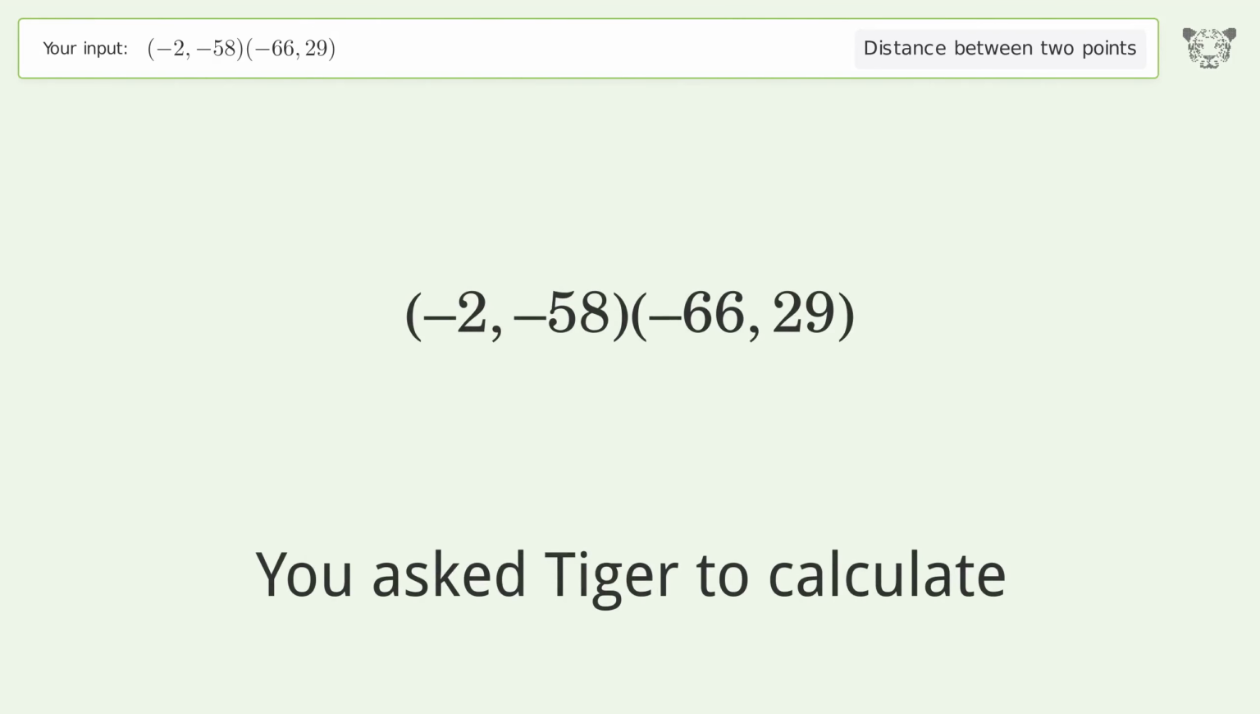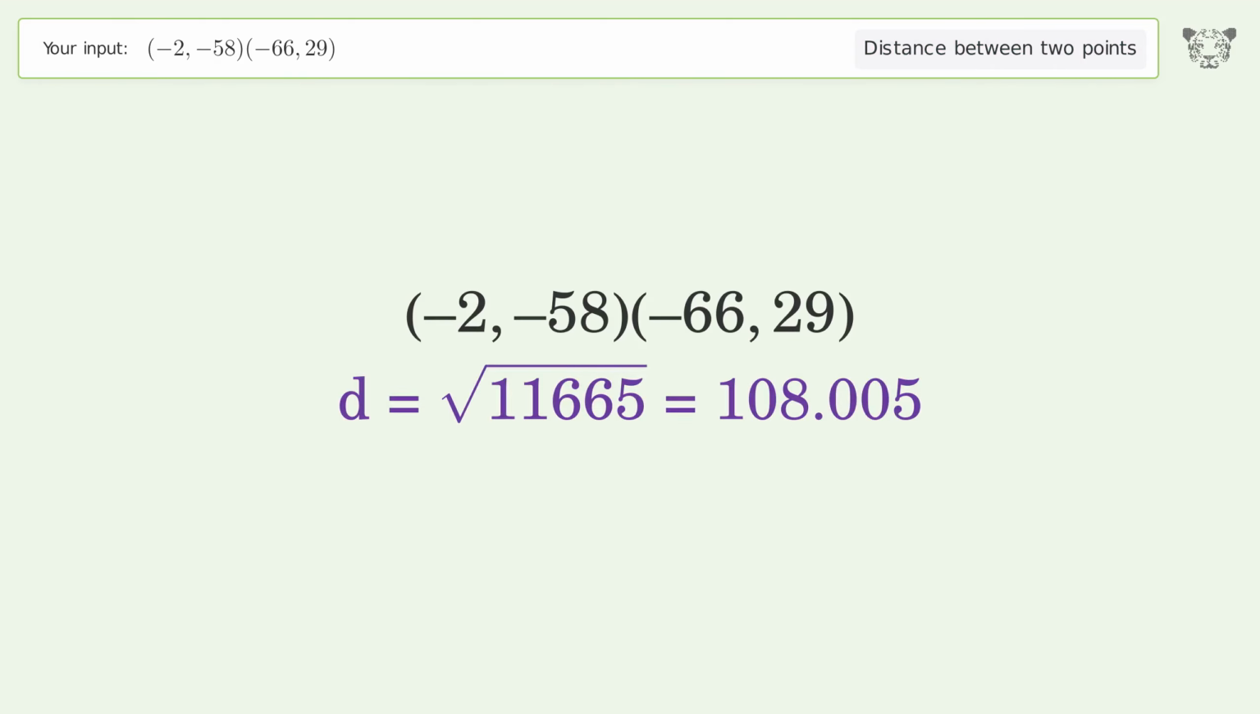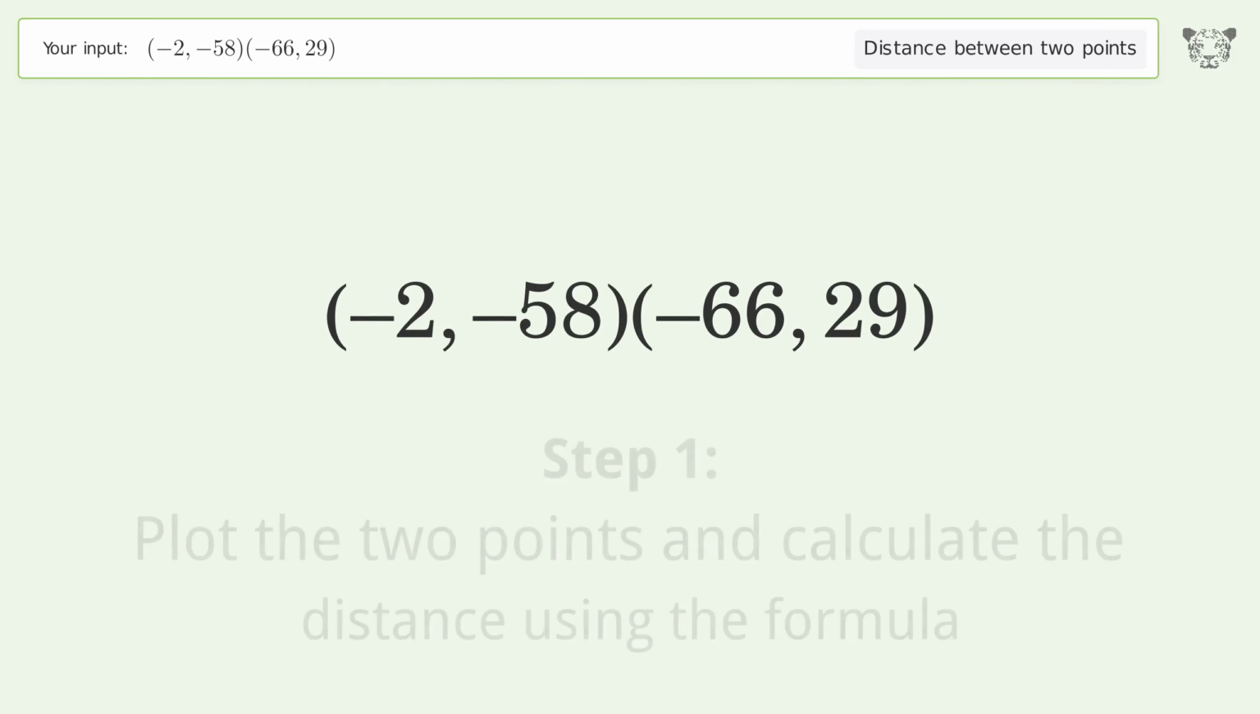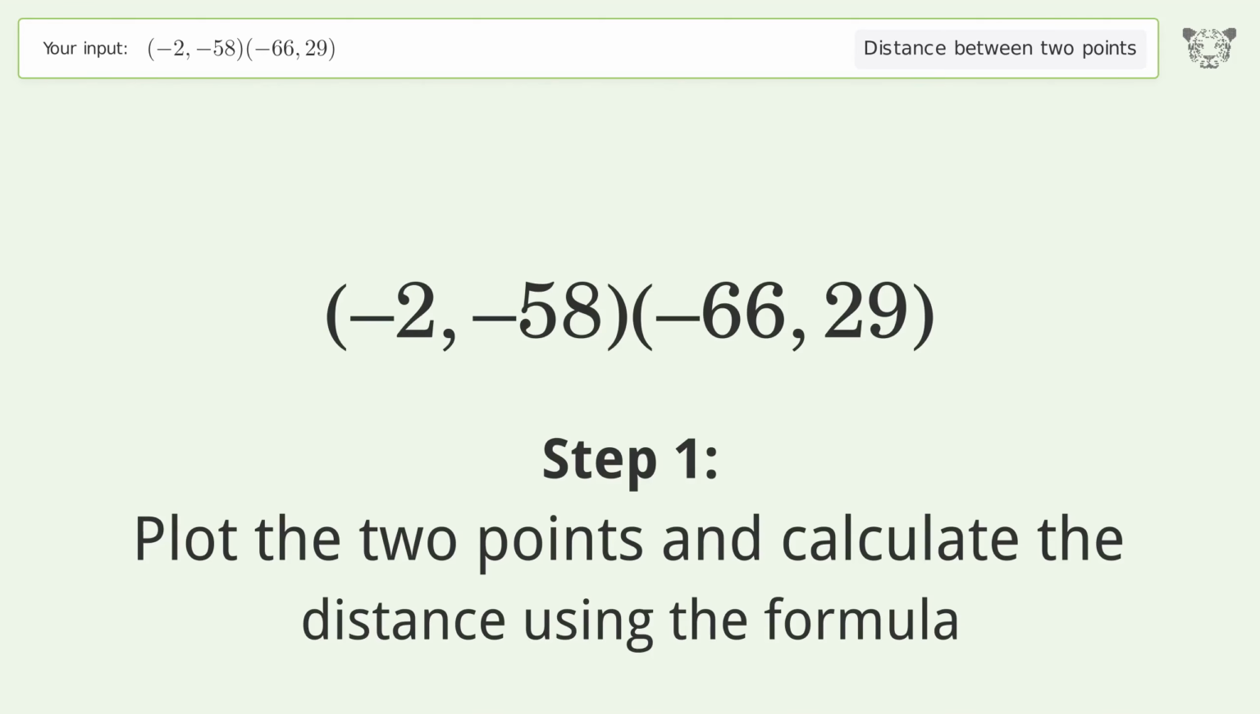You ask Tiger to calculate. This deals with the distance between 2 points. The distance between the 2 points is the square root of 11,665 or 108.005. Let's solve it step by step. Plot the 2 points and calculate the distance using the formula.